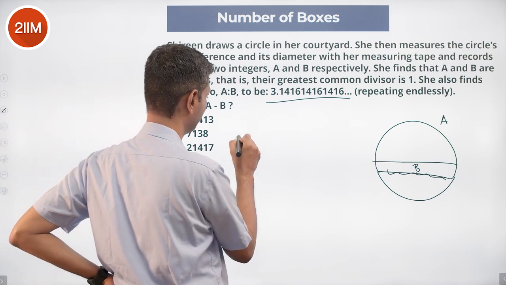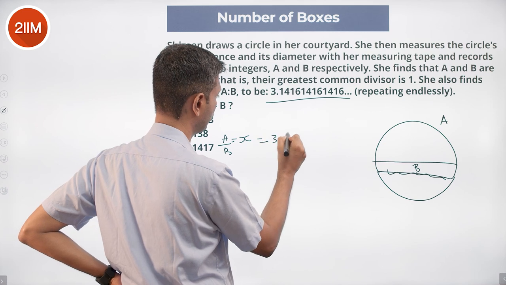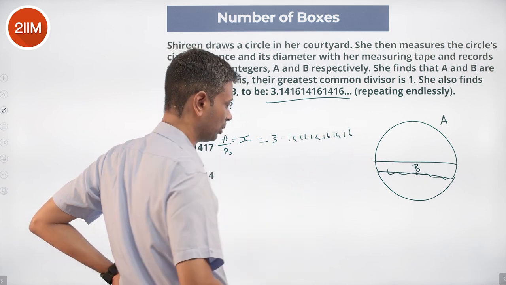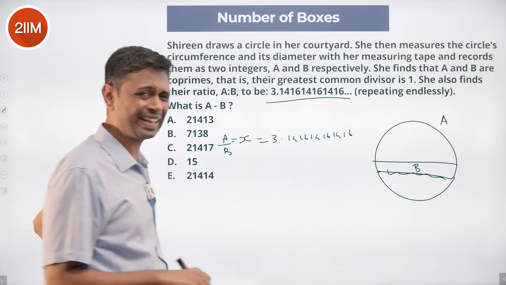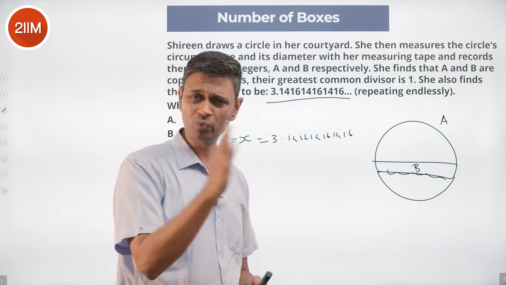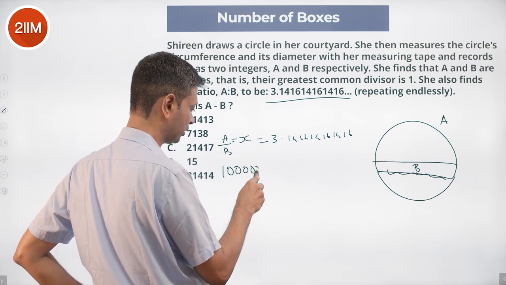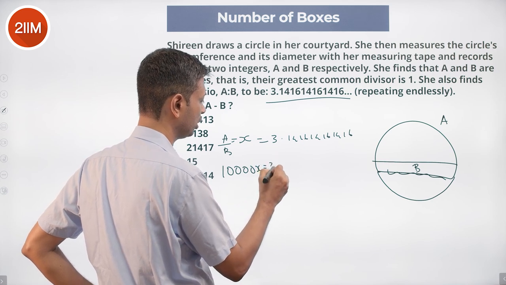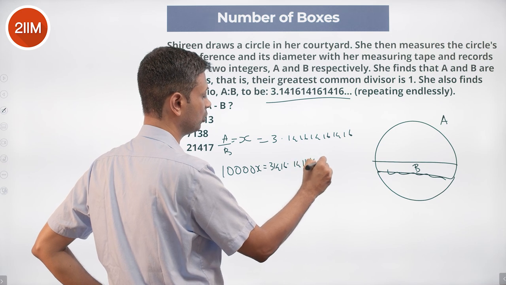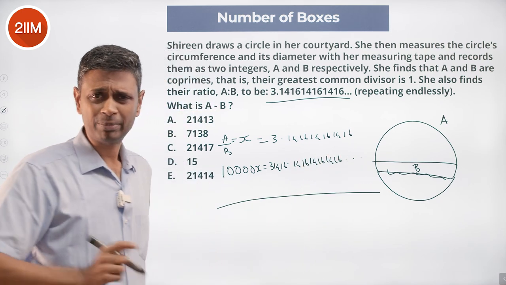I'm going to call this X, which happens to be A by B, 3.1416, 1416, 1416. What am I going to do? I'm going to multiply this by 10,000. Why? 1416 is the recurring component, and I move that completely. So 10000x will be equal to 3141.6, 1416, 1416, and so on. I subtract one from the other.